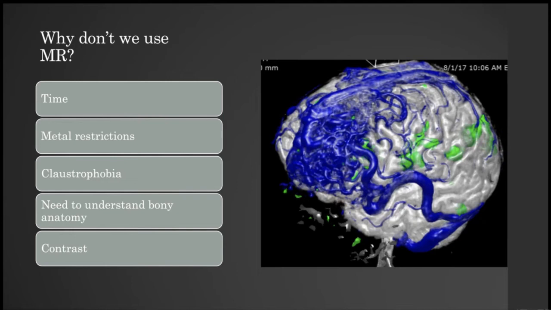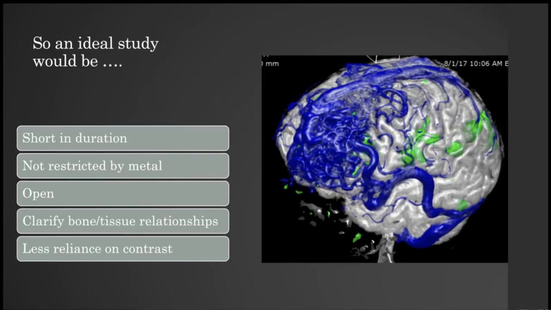We've got a stroke group that meets about this. An ideal study would be something that's short, something that's not restricted by metal, something that is open. We know we don't love the open, but it would clarify bone and tissue relationships, and have a little bit less reliance on contrast. I'm not sure we'll get all of this, but if we communicate with the neuroradiology team a little bit better, I think we'll get our part more successfully. And I think a better pre-procedural MRI evaluation probably would have helped a lot of our pivotal studies if we were really using MR more often.